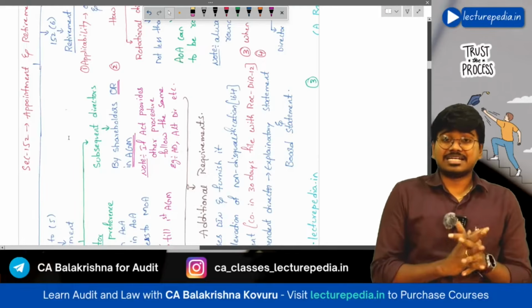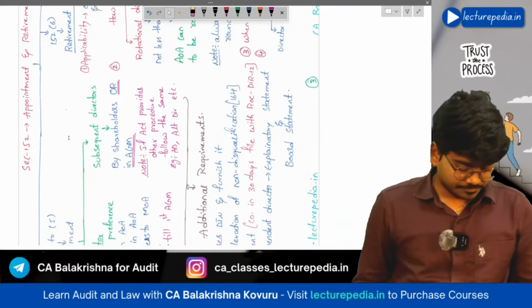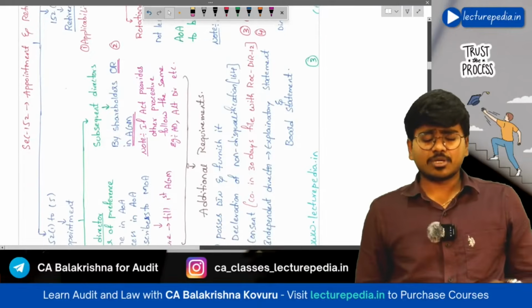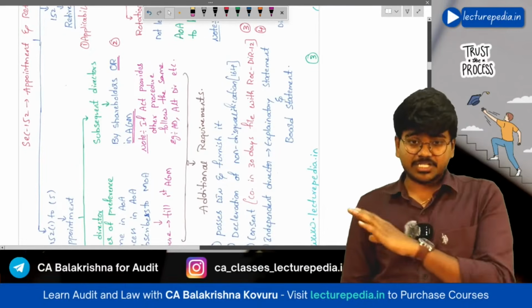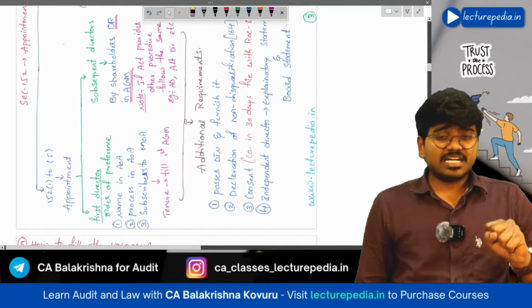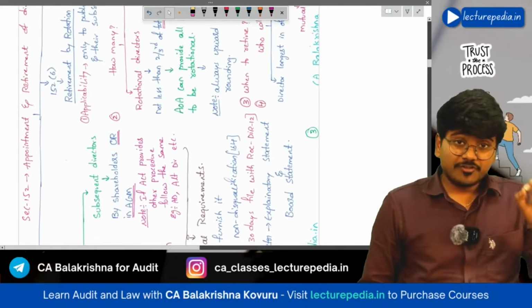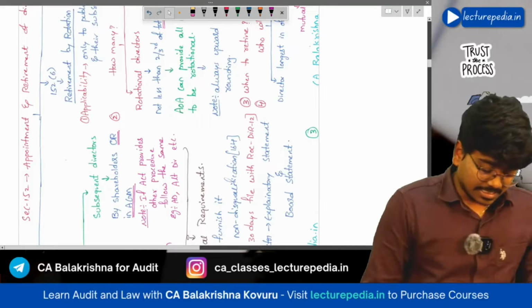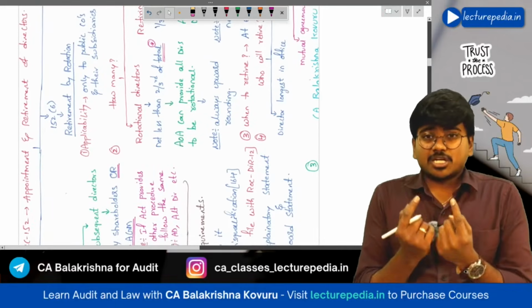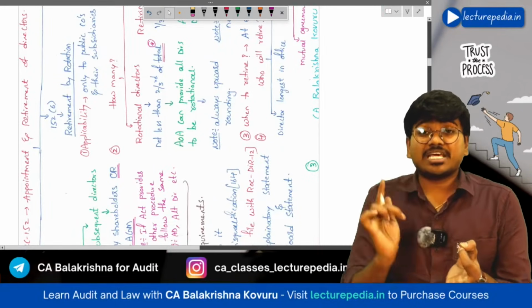So how will the directors be appointed in a company? Let's see. Here in section number 152, there are 7 subsections. The first 5 subsections deal with appointment of directors. Next, 152 subsection 6 deals with a special concept, that is retirement of director by rotation.